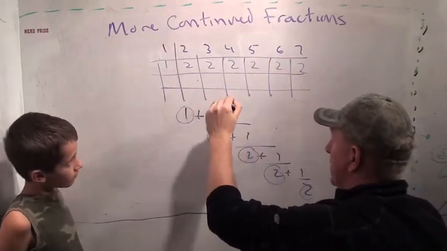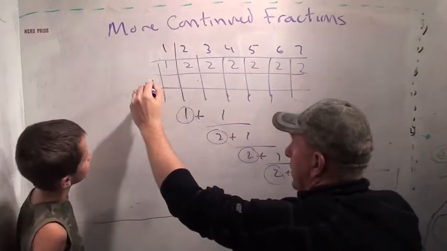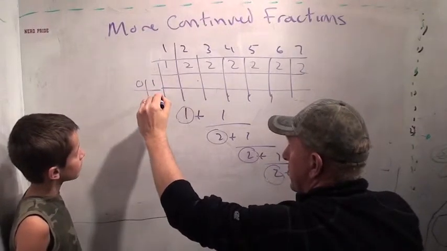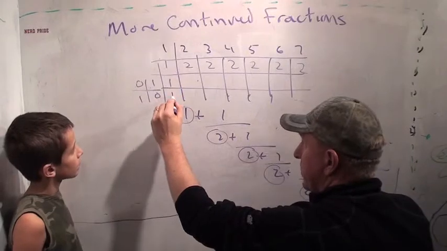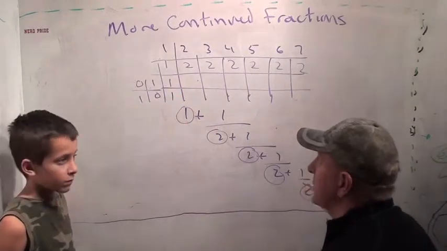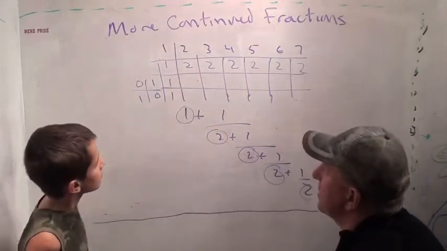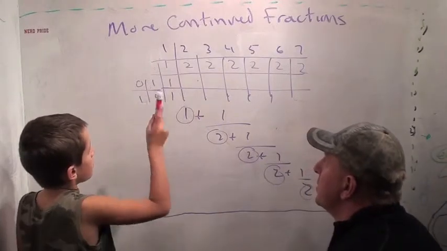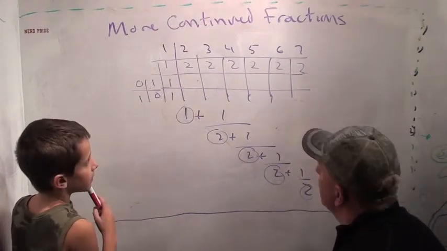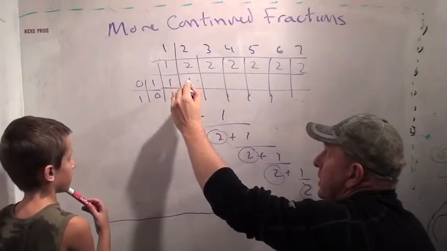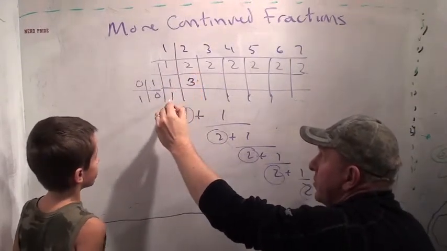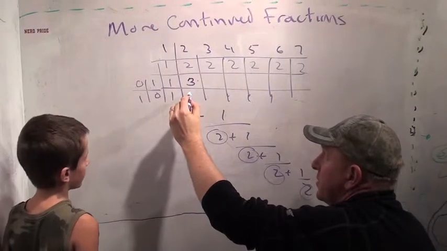Okay, and we write 1, 0, and 0, 1 here. So I go 1 times 1 plus 0 is 1. 1 times 0 plus 1 is 1. So there's our first convergent. What's our next convergent? How do you calculate it? Do you remember? It's 2 times 1 plus 1. So that's 3. And then 2 times 1 plus 0 is 2.